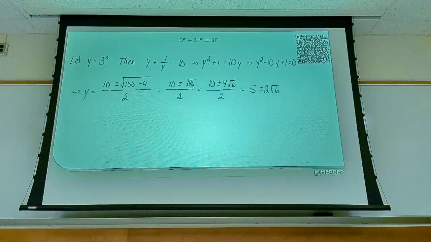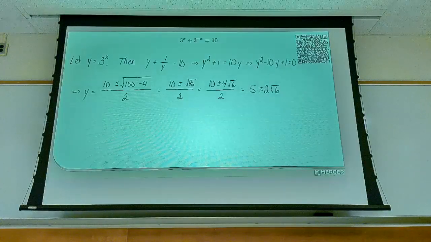And then just divide through by 2. 5 plus or minus 2 root 6. Okay, here's the question. Root 6 times 2, is that larger than 5? No. Square root of 6, is that larger than 2.5? Yeah.